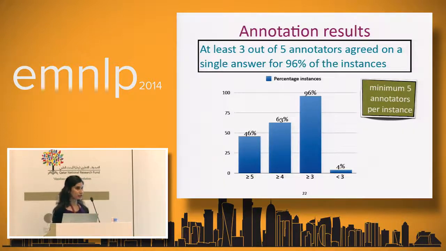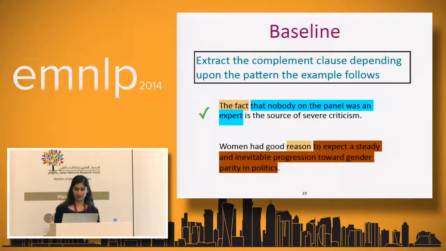And here are our annotation results. The first bar shows the percentage of instances on which at least 5 annotators agreed on a single answer, that is, all annotators agreed. Then the second bar shows the percentage of instances on which at least 4 annotators agreed. Similarly, the third bar shows the percentage of instances on which at least 3 annotators agreed, and so on. As we can see here, for about 96% of the instances, at least 3 annotators agreed on a single answer, which is an indicator of reliably annotated data.